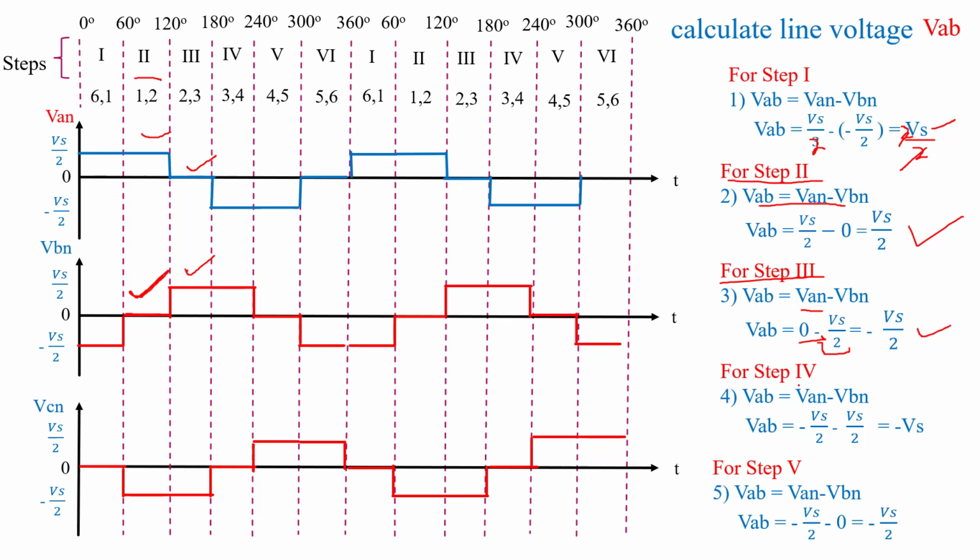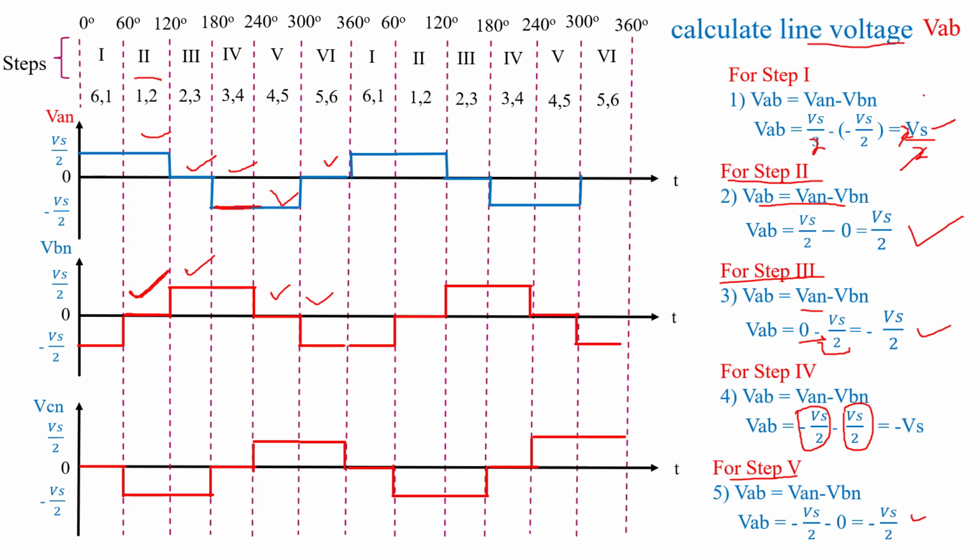For step 4, VAN minus VBN. VAN for step 4 is minus Vs by 2, so write minus Vs by 2 minus VBN, plus Vs by 2. After calculating we get minus Vs. For step 5, VAB equals again VAN minus VBN. The VAN value for step 5 is minus Vs by 2 and VBN is 0. So in the calculation VAN is minus Vs by 2, VBN is 0, and we get minus Vs by 2. Same for step 6. In this way we calculate the line voltage VAB.